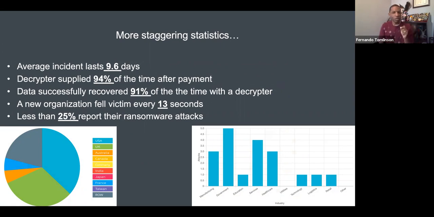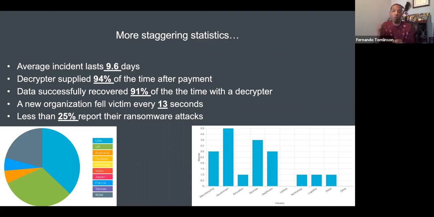94% of the time. You mean to tell me somebody infiltrated my network, encrypted my data, we made a conscious decision to pay the ransom so we can get the data back, and 6% of the time, we didn't even get the decryptor? What are you going to do about it? Further, data was successfully recovered 91% of the time with a decryptor.